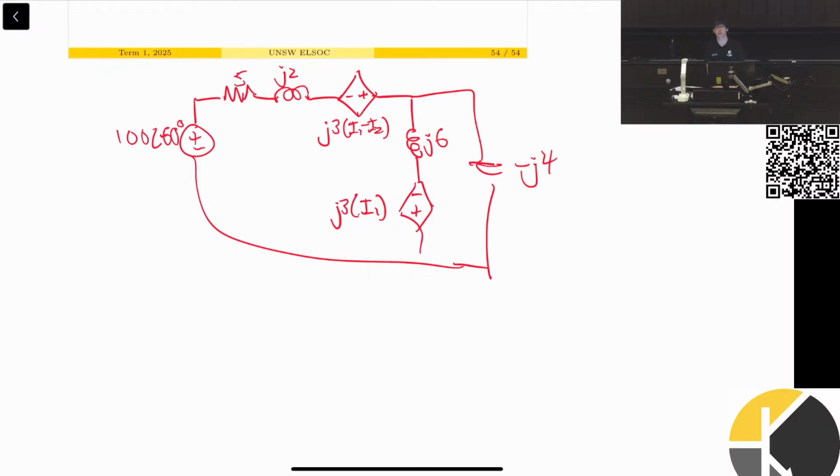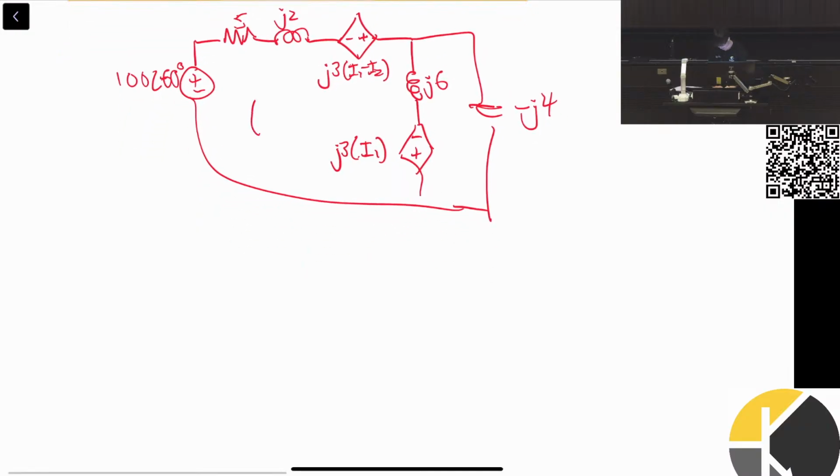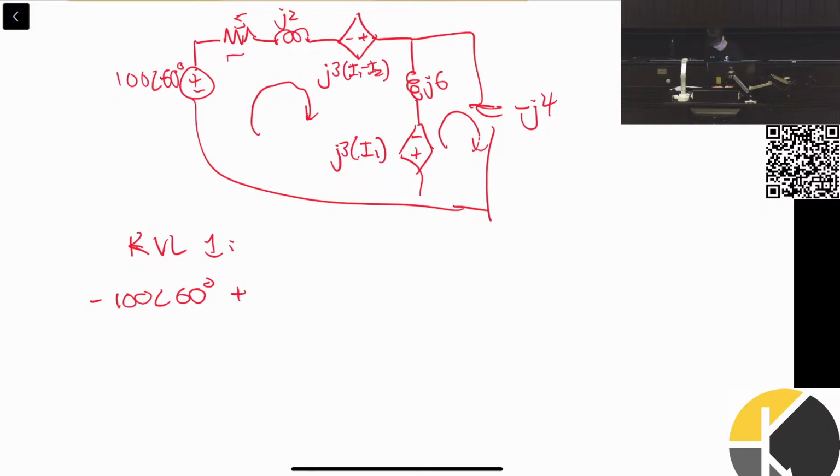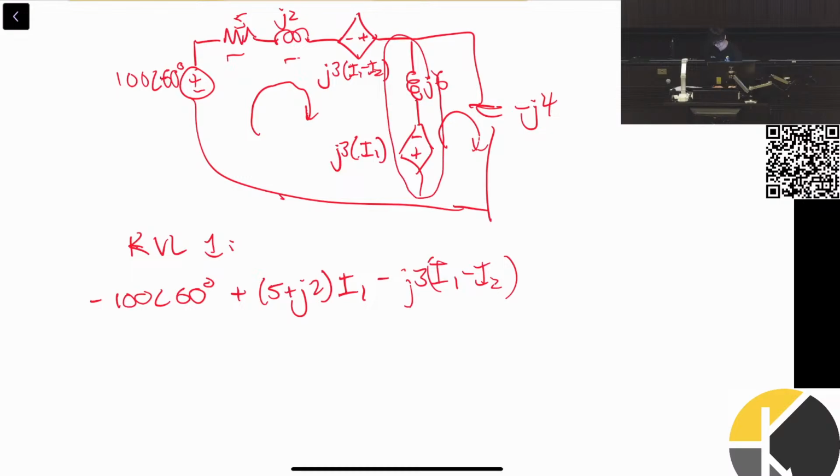So now I can just apply KVL. Is that a question? All good? Okay. So let's do KVL for the first mesh and for the second mesh. So for the first mesh, I have minus 100 phase of 60 plus these two impedances times I1 minus this voltage source, which is j3(I1 minus I2). And then I have these two components to think about.